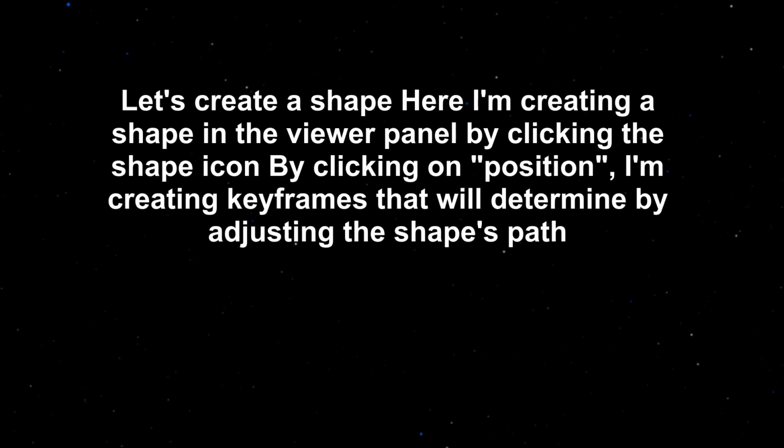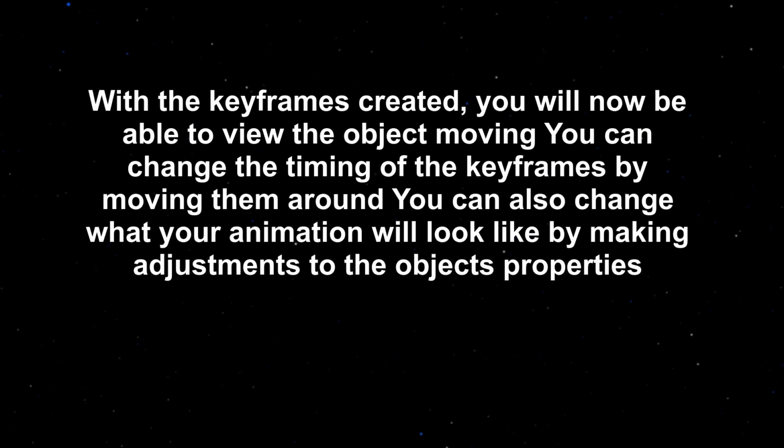Let's create a shape here. I'm creating a shape in the Viewer panel by clicking the shape icon. By clicking on Position, I'm creating keyframes that will determine the shape's path. With the keyframes created, you will now be able to view the object moving.